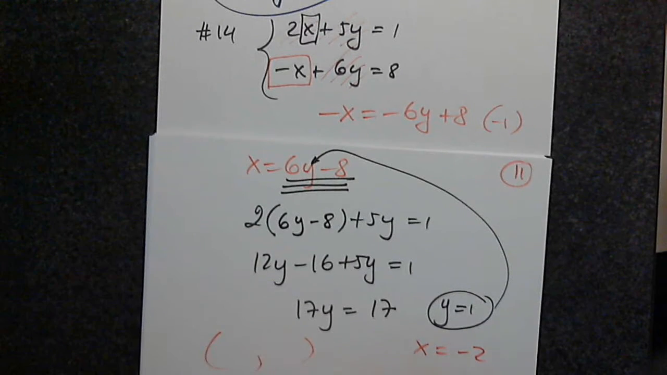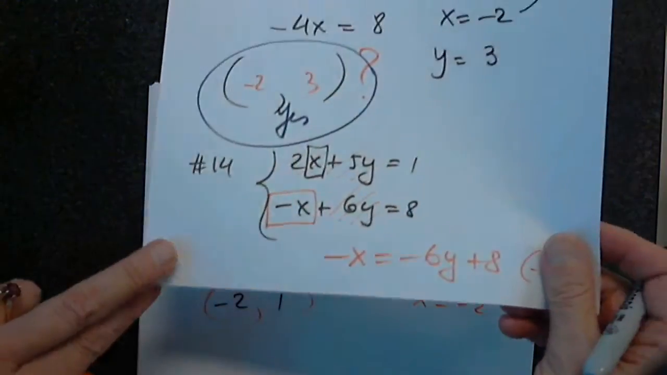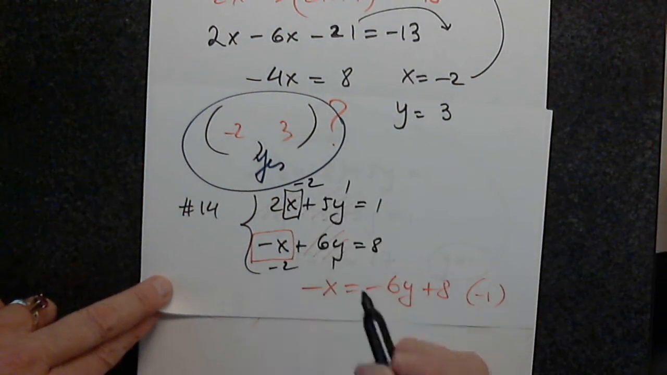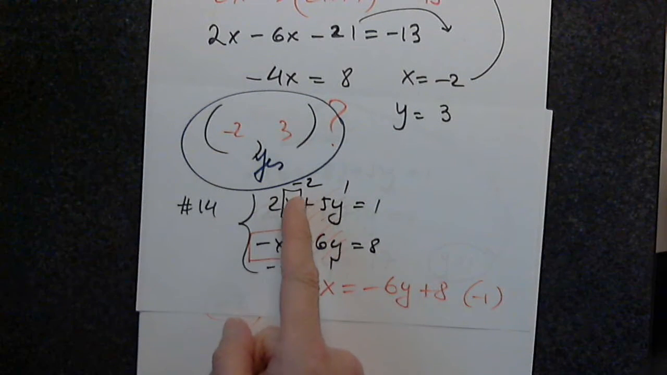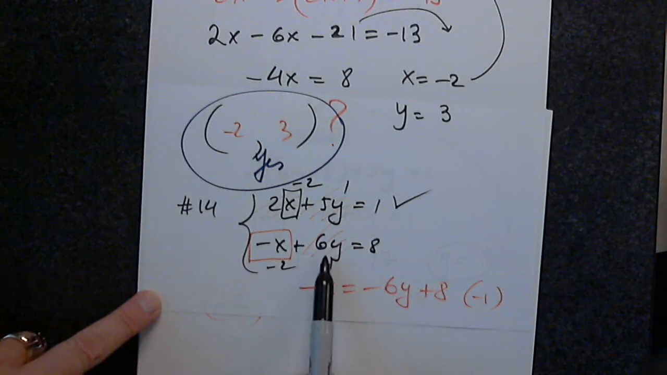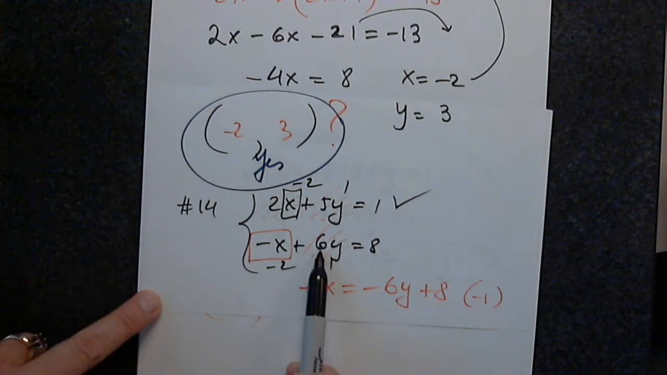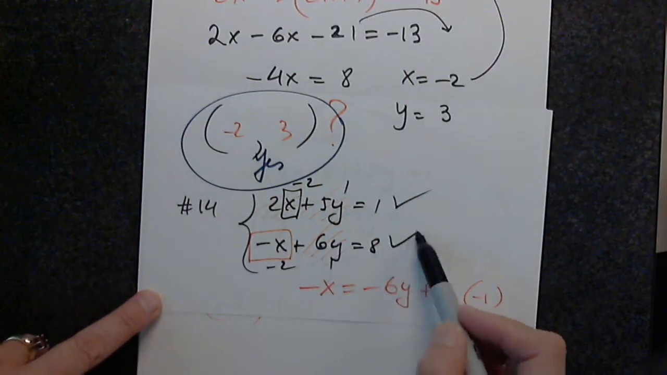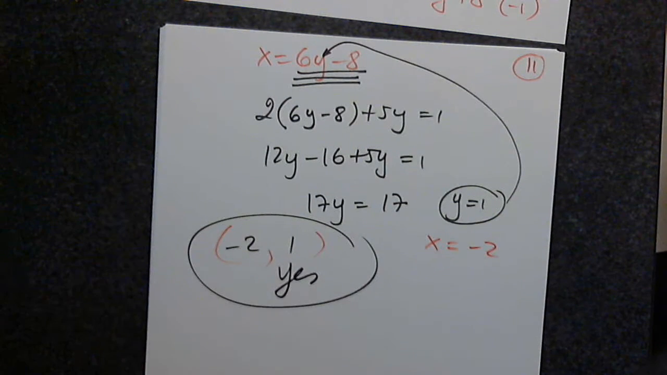Good. So what is the potential solution? I don't know for sure yet. I haven't checked anything. So hopefully it will be -2, 1. So I have to go back to the original equation with -2, 1, and check both equations. 2 times -2 is -4, and -4 plus 5 is 1. Yes, it is. -2 times -1 is +2, plus 6 times 1 is 8. Yes. So now I know that this is the correct solution, and no one can find another.